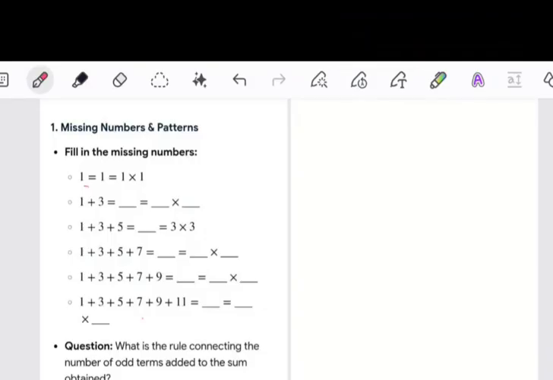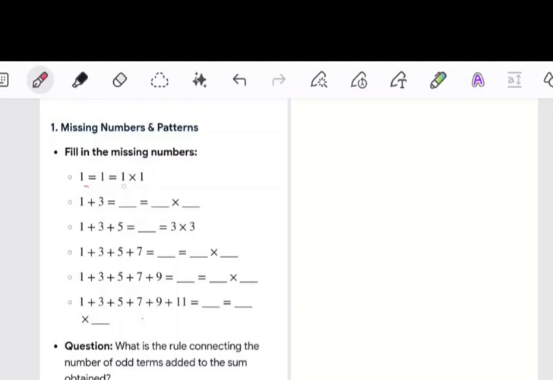Welcome to today's session. I hope everyone has completed yesterday's homework and practiced it well. So today, we will explore some interesting number patterns and learn how to find the missing numbers and discover the mathematical rules behind these patterns. So let's begin with question number 1.